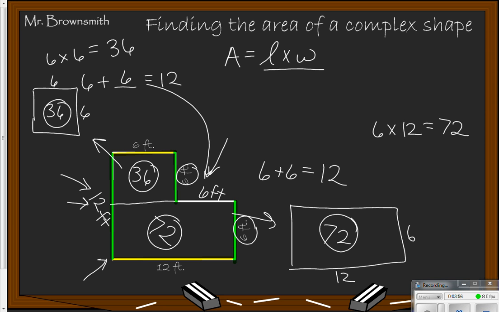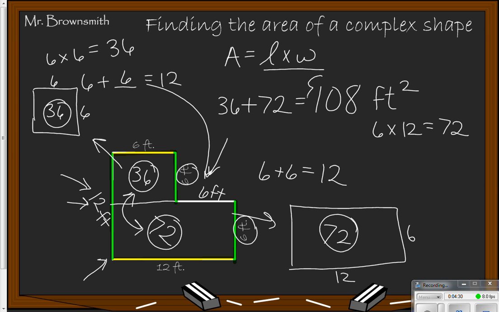Now, all that I have to do is add these two areas together, and I'll find the total area for this complex shape. So I'm just taking 36 and then adding 72 to that, and I find out that the area of that shape is 108, and our units are feet, and because we're dealing with area, it's going to be squared. So the area for this complex shape is 108 square feet.